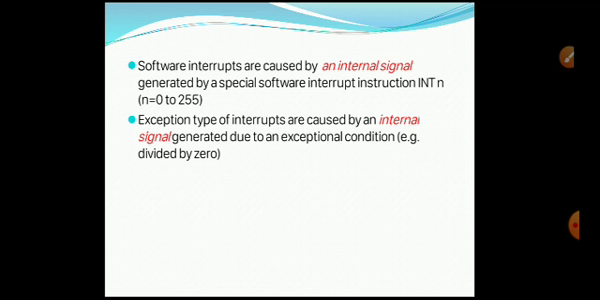Last is the exceptional interrupt. This is again caused by an internal signal generated by the processor. One example is if any number is divided by 0, then the answer is infinite, and this cannot be handled by the processor. So this is one example of an exceptional interrupt.